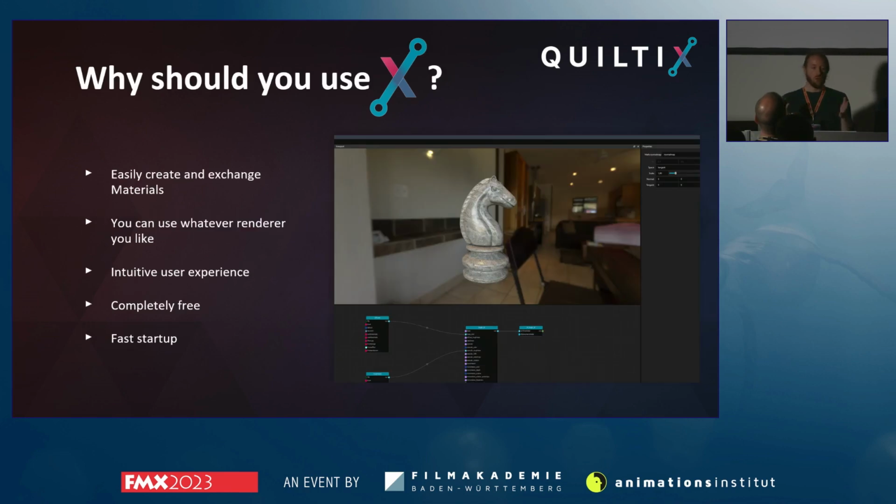Now, why should you be using QuiltiX? Like mentioned, it easily allows you to create and exchange materials, so you can import stuff, export stuff, and use whatever renderer you like. If you have Redshift, just plug it in, and you can render with Redshift and have a live preview of it. You can then export it to your Houdini scene, where you do your final layout, or compose your shots and stuff.